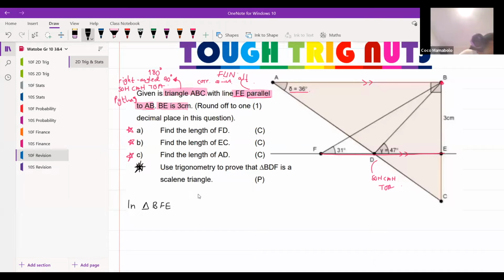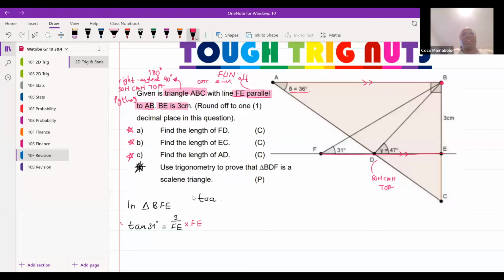Okay, so we said tan 31 is equal to opposite, which is 3 centimeters over FE. Good, FE, because tan is tall, right? Don't mind me explaining. I just want to make sure everybody listening gets where you're going. All right, excellent. So what's our next step? Then we multiply both sides by FE, so we can leave the 3 centimeters by itself.